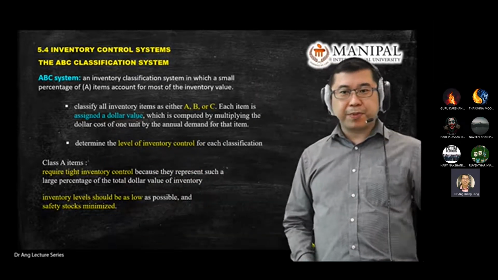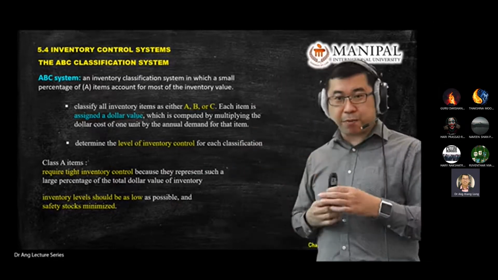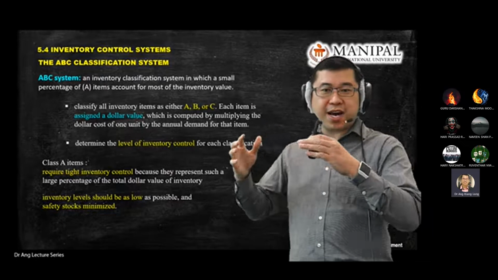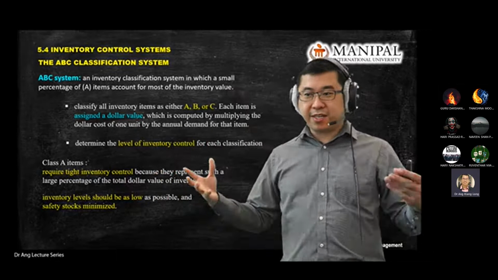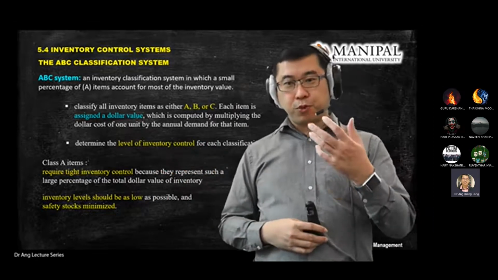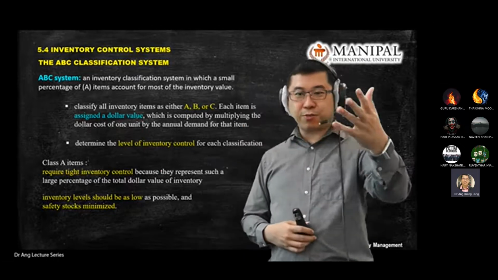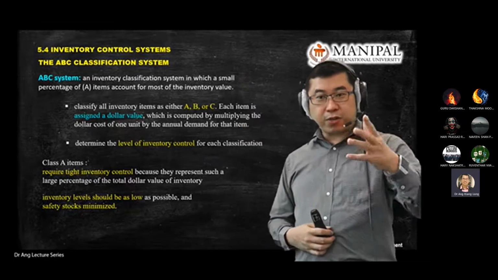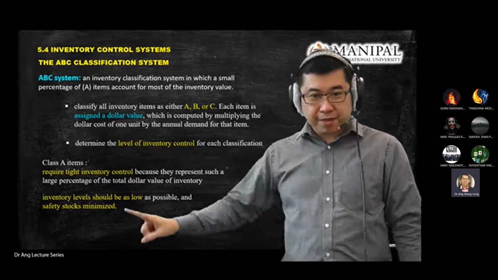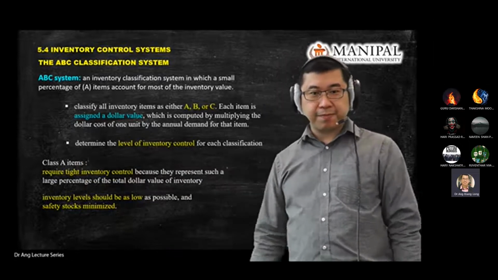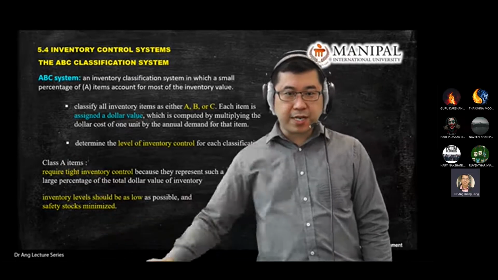For example, in a mall just now, TV, you won't see a mall having extra TVs. Let's say you want to buy a TV, most of the time if you go to the mall, they will tell you something. The one that you see is what we have. If you want a new one, you need to wait. We need to order. We don't have stock because they are class A items.